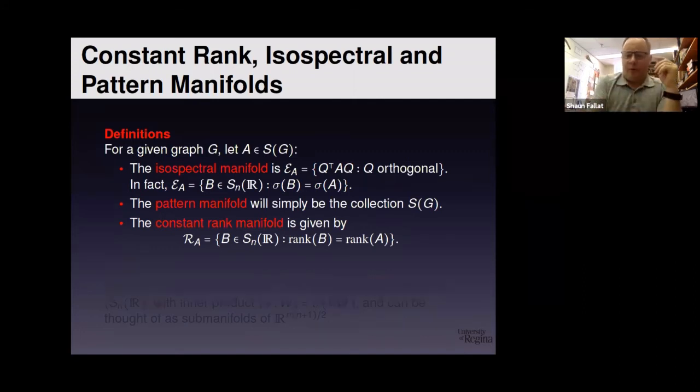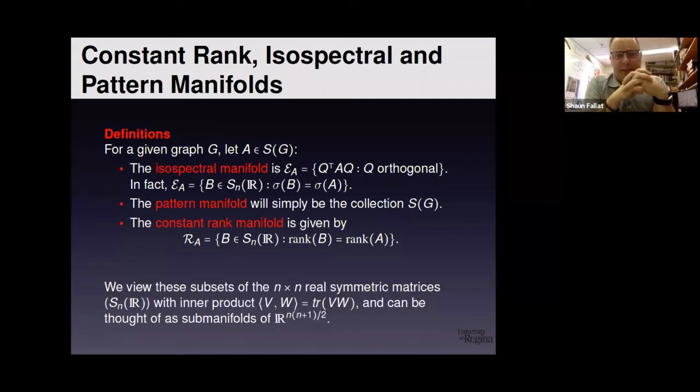You can view these things as indicated over the class of n by n symmetric matrices with the typical topology that you would associate there. The isospectral manifold is just a collection of matrices B that have the same eigenvalues. Sigma here denotes the collection of eigenvalues. I apologize, I should have said that. And the constant rank manifold is just the collection of matrices B that have the same rank as the fixed matrix A that you start out with.